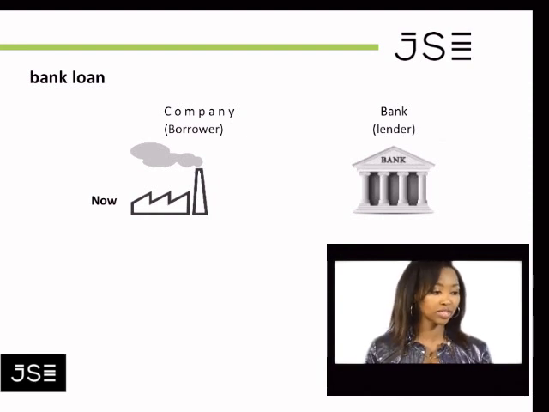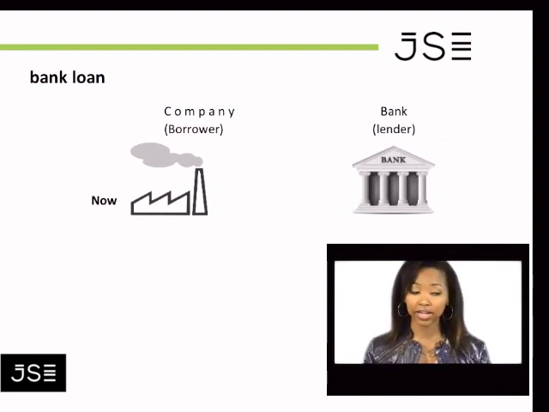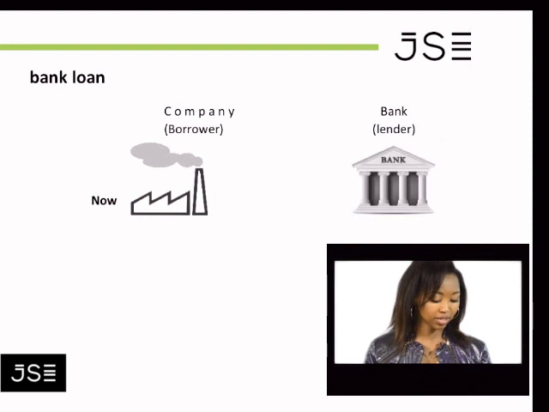So let's have a look at this illustration. You've got the bank, which is the lender. You've got the company, that's the borrower. And the company needs money now. So they go to the bank, and the bank gives them cash.